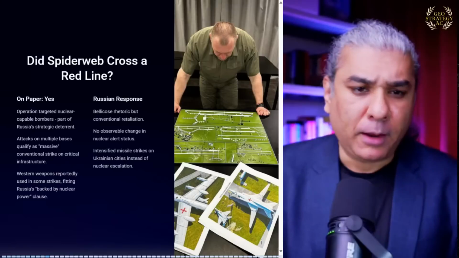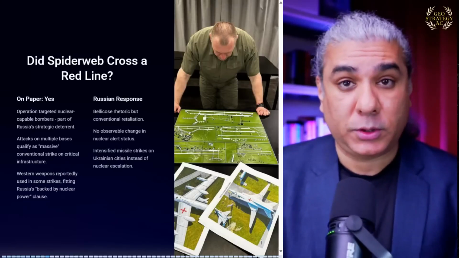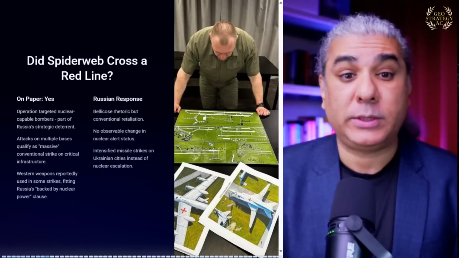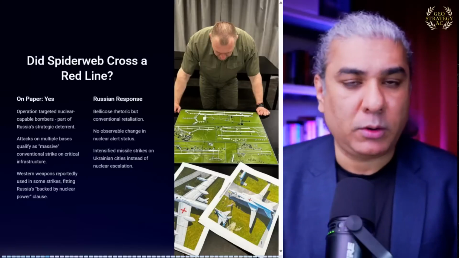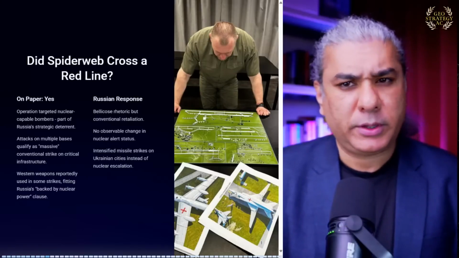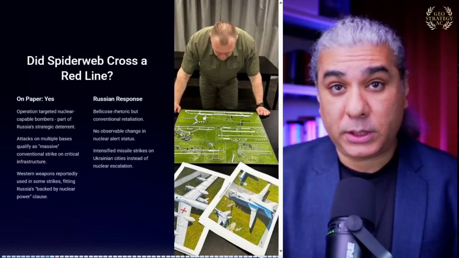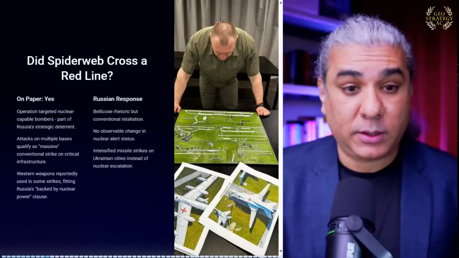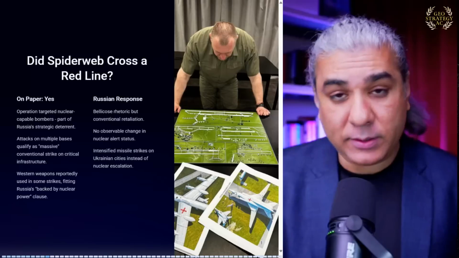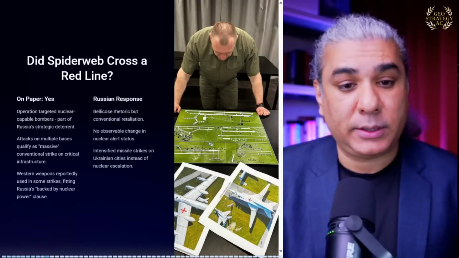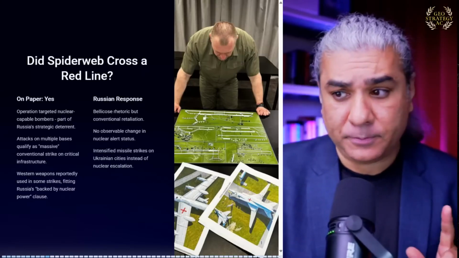Right now, what's the Russian response been thus far? So it looks like Operation Spiderweb crossed a Russian nuclear red line. It looks like that. So what's the Russian response been like? So the rhetoric has been pretty strong, pretty warlike, pretty bellicose, but the retaliation thus far has been, as we know, conventional. And there is no observable change that we can detect in Russia's nuclear alert status. And there have been intensified missile strikes by Russia on Ukrainian cities instead of any form of nuclear escalation thus far. Thus far.